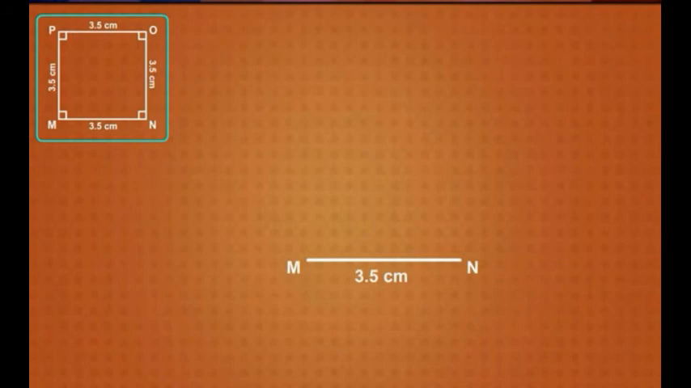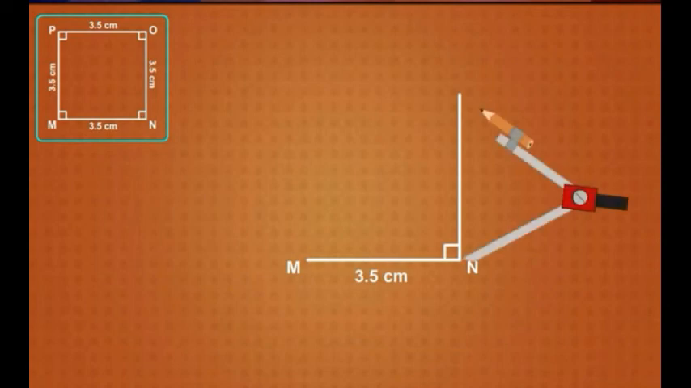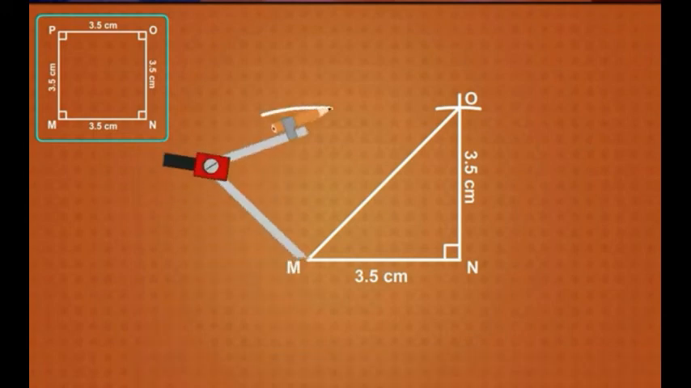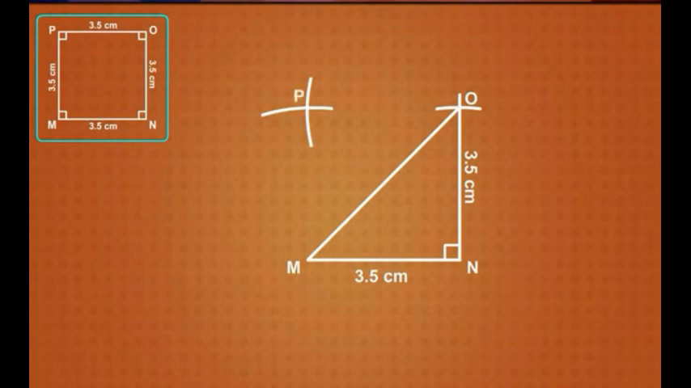So let us draw the triangle MNO. For that, draw MN equal to 3.5 cm. At N, draw an angle of 90 degrees. From N as center, cut an arc of 3.5 cm at O. Join MO. This is the triangle. Now we will locate point P, which is 3.5 cm away from both M and O. And in this way, MNOP is the required square. Now how to write steps of construction?